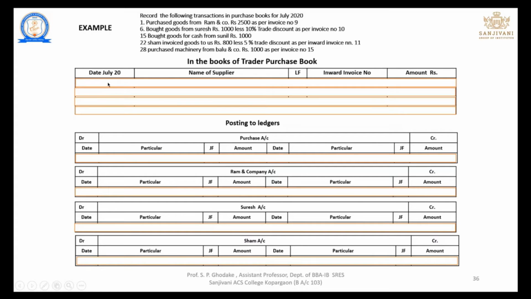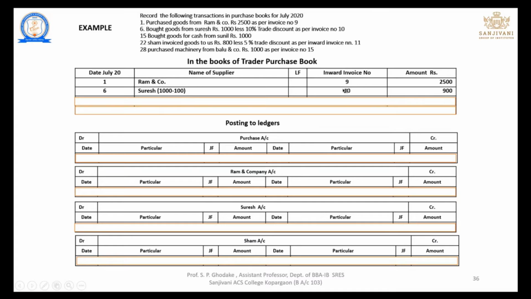So we'll enter the first transaction. First, Ram and Company, because they are the supplier, so from them we have purchased. They are the supplier to us. The invoice number is 9 and the amount is 2500. Then on the 6th, bought goods from Suresh. Here also we have purchased the goods from Suresh, and a trade discount is given, that is 10% trade discount, as per invoice number 10. So on the 6th we have from Suresh 1000 minus 10% discount, that is 100, so we have 900 at invoice number 10.